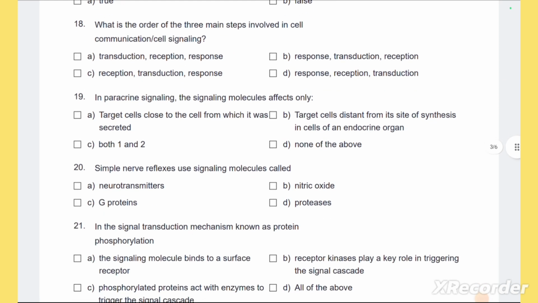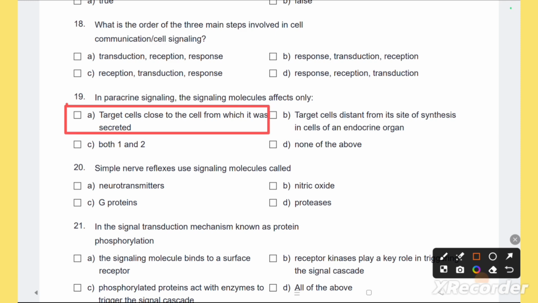Question number 19. In paracrine signaling, the signaling molecule affects only option A, target cells close to the cell from which it was secreted. Option B, target cells distant from its site of synthesis in cells of an endocrine organ. Option C, both 1 and 2, and option D, none of above. So the answer of this question number 19 is A.